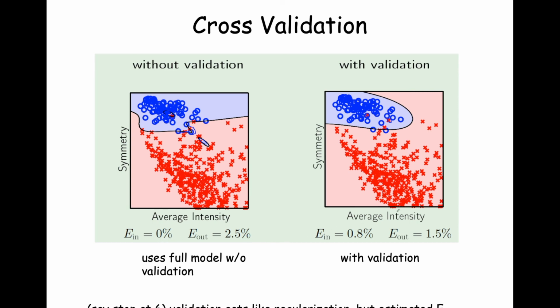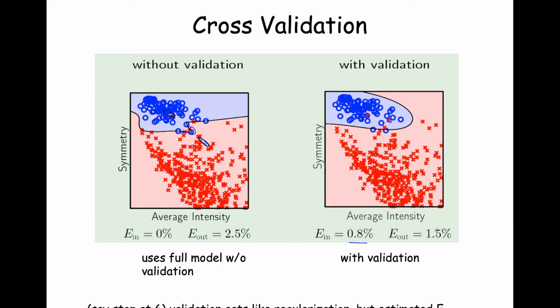And for the version informed by validation error, you can think of it as early stopping. It stops before it tries to use that full model, and in essence, it's learning the feature representation. E in is 0.8%, so we sacrifice in-sample error, okay? But E out is 1.5% with validation. So validation acts a lot like regularization in this case because it's preferring the smoother hypotheses.